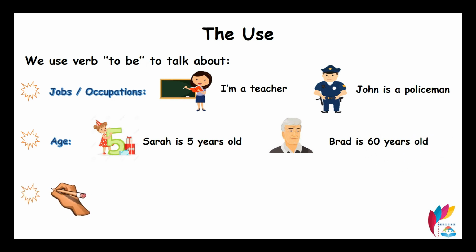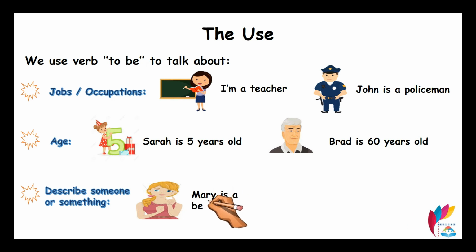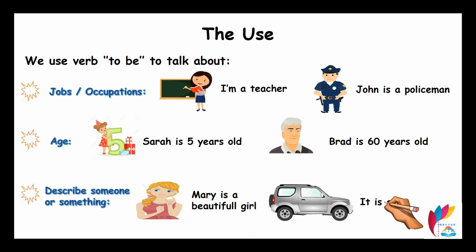Also, we use verb to be to describe something or someone. For example, Mary is a beautiful girl. It is a big car. Now let's move to the forms of verb to be.